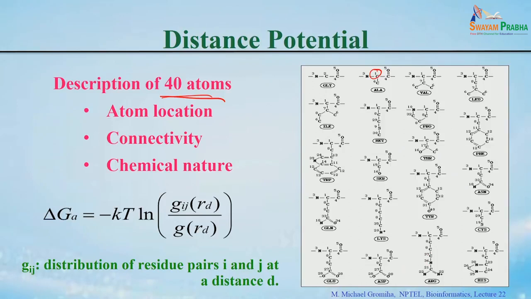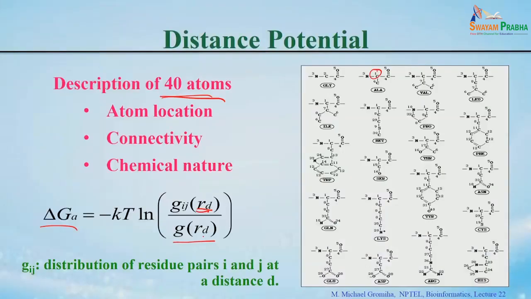So for all these 40 types of atoms, we can calculate the distance potential using the preference of residue pairs. For any particular distance, for any specific residues, say alanine to valine, alanine to aspartic acid, what is the preference of having these two residues in contact at any specific distance, for example 6 angstrom or 8 angstrom, and at the same distance, how many contacts in total. Using this information, you can calculate the potentials as minus kT times the logarithm of this probability.